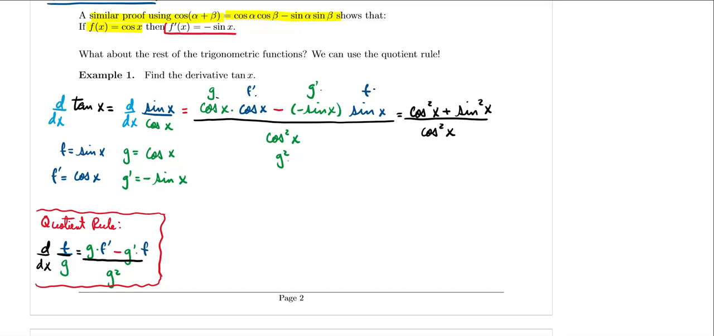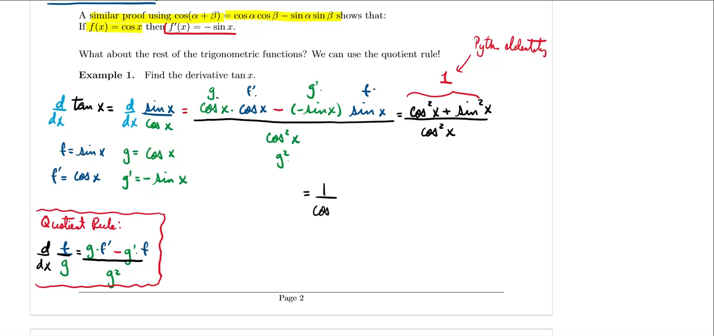Well, notice that on the numerator we have a cosine squared of x plus a sine squared of x. Now, hopefully this formula looks a little bit familiar, because this is the Pythagorean identity. We know that when we have cosine squared of x plus the sine squared of x, we will always be getting a 1. Well, then what does this tell us? Well, this tells us that the derivative for the tangent function is equal to 1 over cosine squared of x.